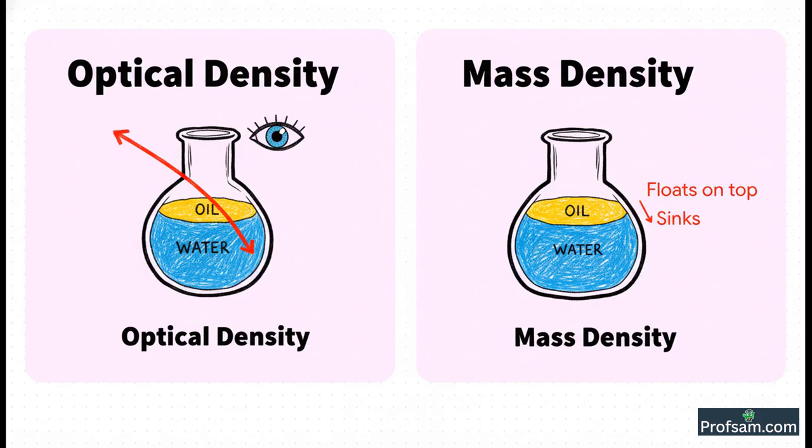Optical density is all about how fast light travels in it. That's it. Mass density, which you study in chemistry, is about mass per unit volume. They are two totally different things. And the perfect example to remember this is turpentine oil. Light travels slower in turpentine than in water, so we say turpentine is optically denser. But, as we all know, oil floats on water, which means its mass density is less.